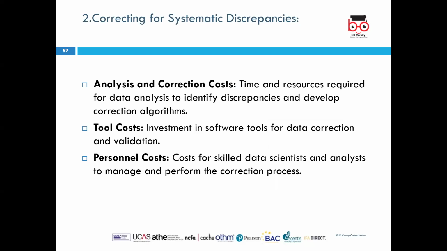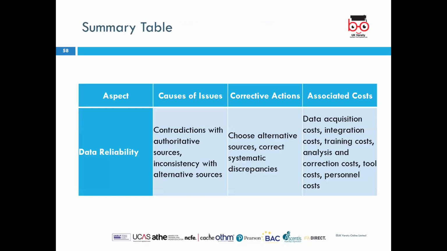Correcting for systematic discrepancies, we're now going to analyze the correcting cost. We now look into the tools cost, so investing in software tools for data correction and validation, and also personnel cost. Here is a summary table of what we've covered.